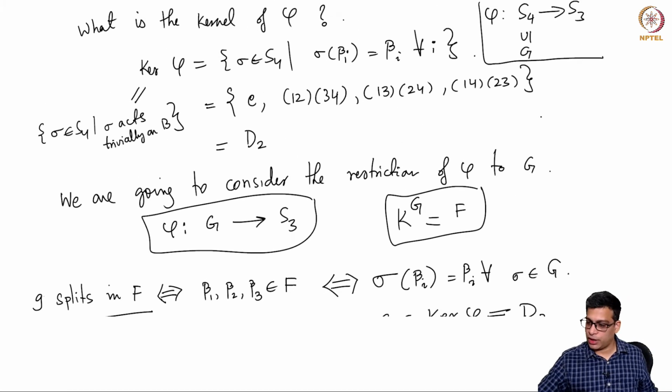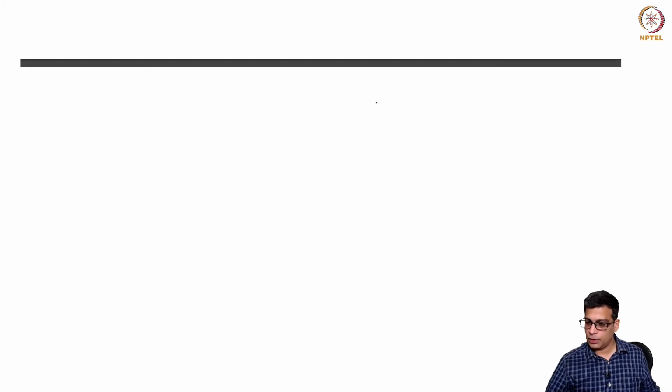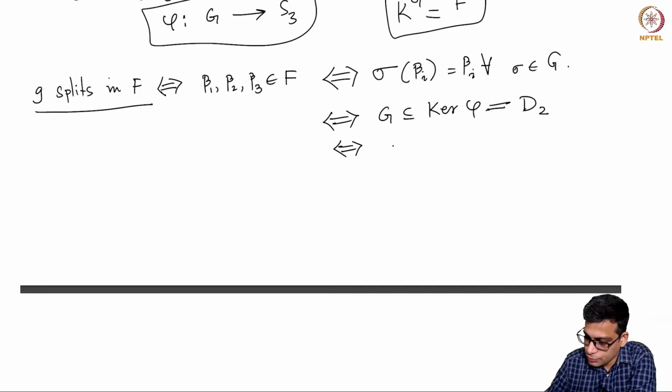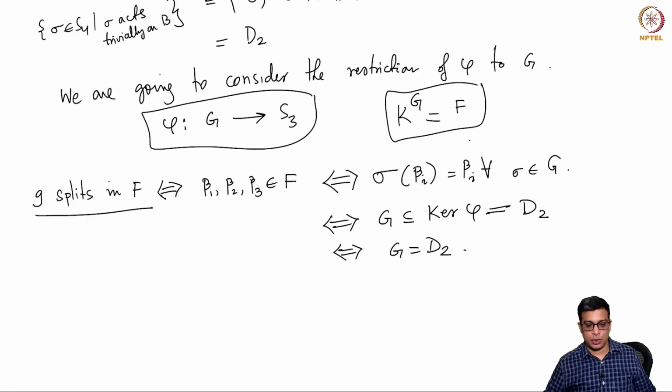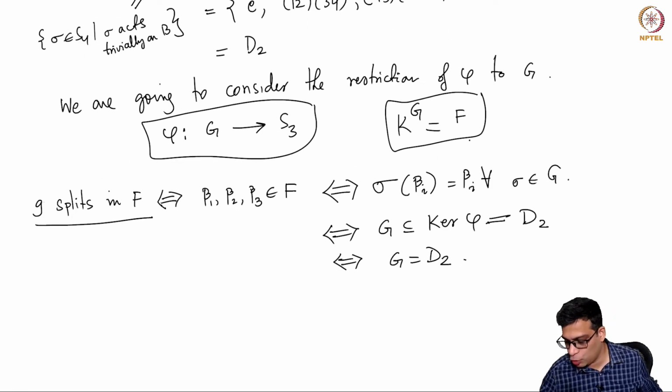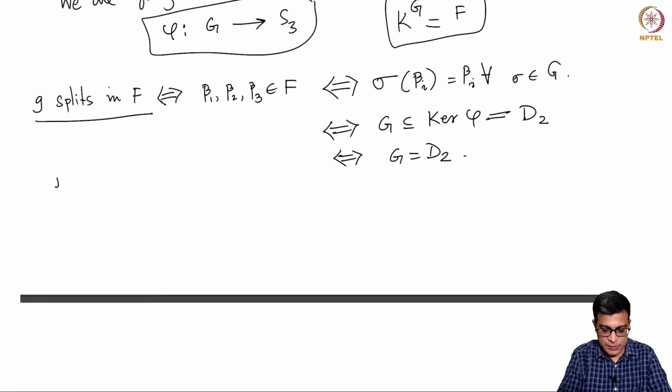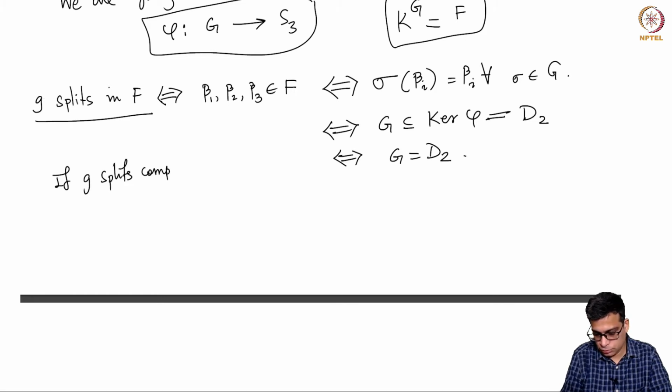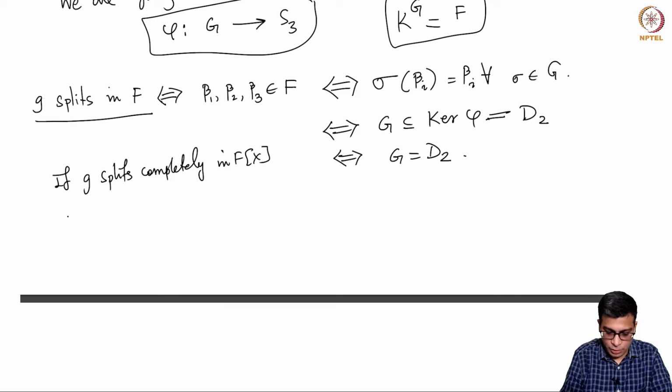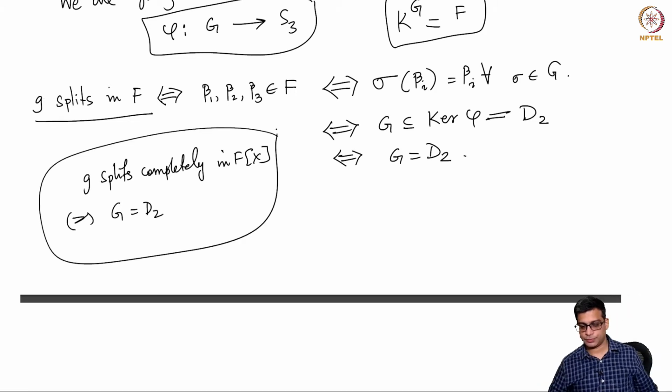The kernel is D2, which I established already. So that means G is equal to D2. Okay. So if G splits completely in Fx, the Galois group must be D2. So that is what I have proved.